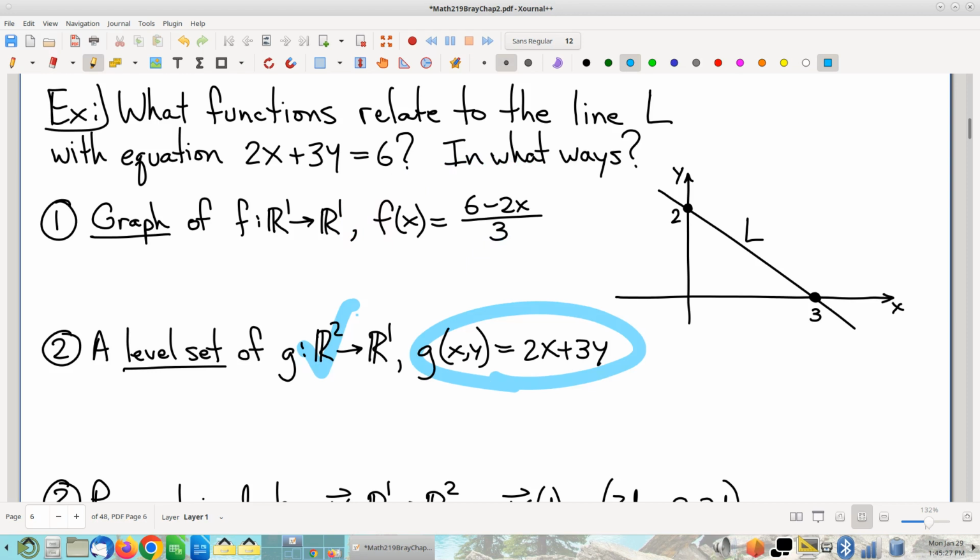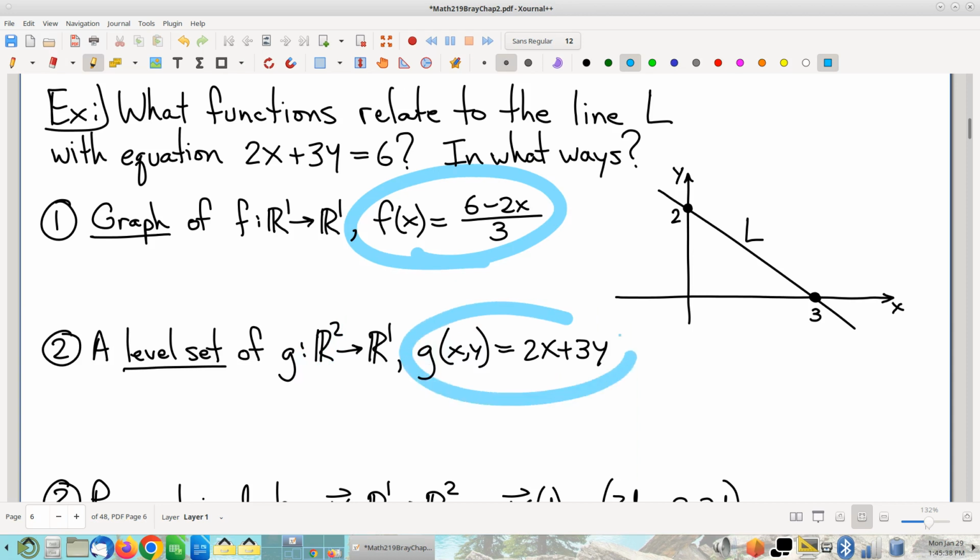Okay. All right. So before we go on to the third, let me point out this is already, I think, a pretty dramatic example of how these are two totally different functions, and as you observed, with totally different domains even. Completely different functions that both describe that line, just in different ways. It's the graph of one of the functions. It's a level set of the other function.